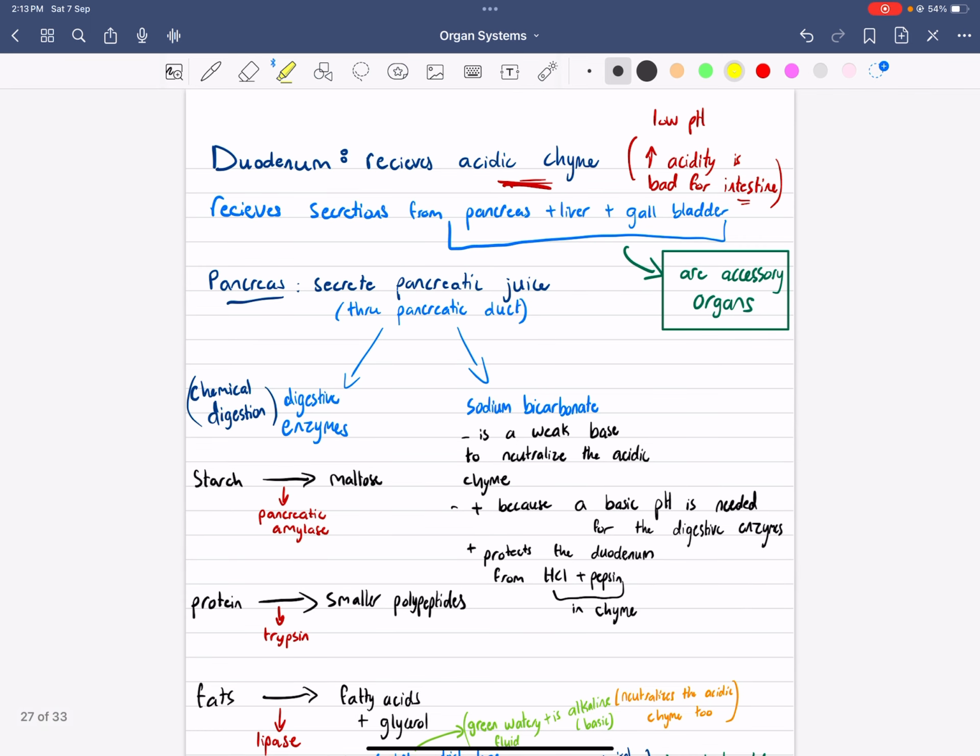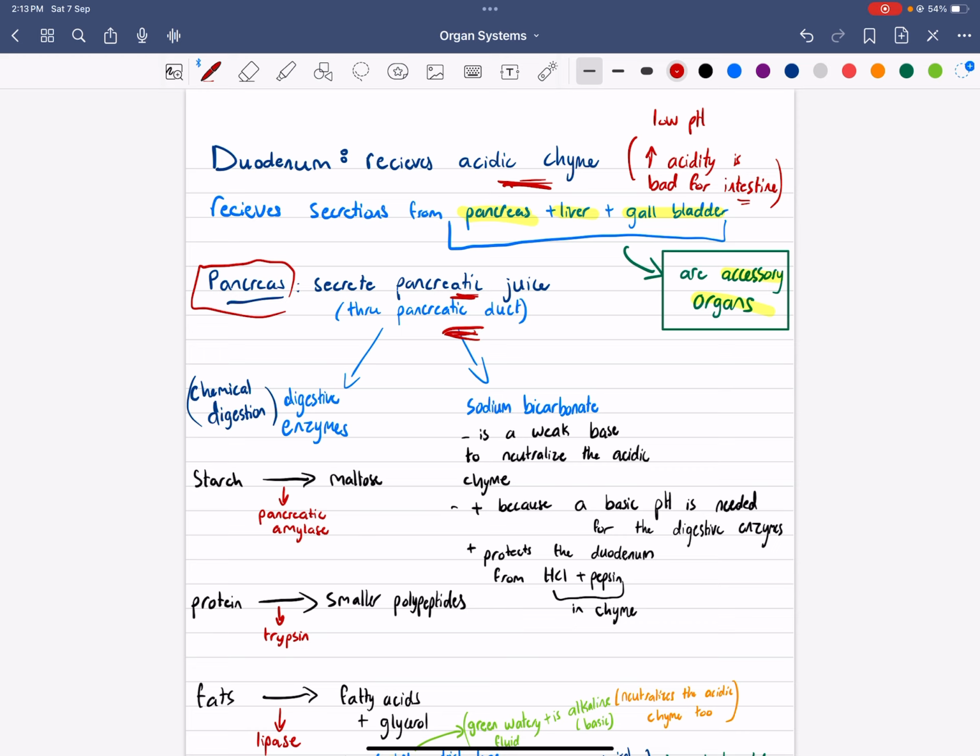The duodenum receives secretions from the pancreas, liver, and gallbladder. Remember, those are part of our accessory organs. Let's look at it one by one. What does the pancreas release? The pancreas releases pancreatic juice through what? Through the pancreatic duct. Okay, you have to know what it releases and how it releases it. It releases pancreatic juice through the pancreatic duct.